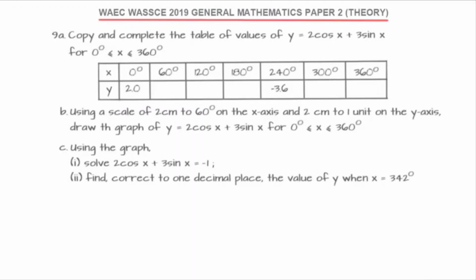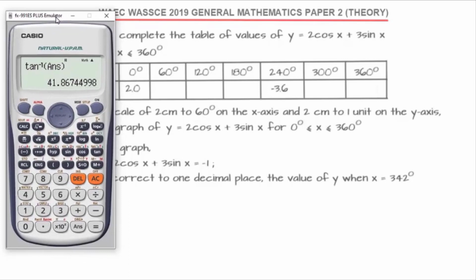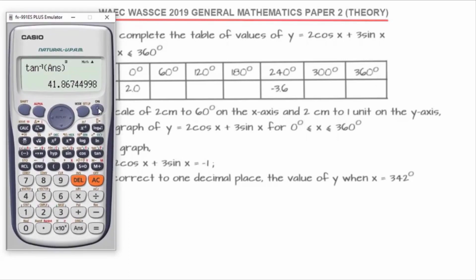This is a question on trigonometric function graph, and we're told to copy and complete the table of values for y is 2 cos x plus 3 sin x, for 0 is less than or equal to x, which is less than or equal to 360 degrees. Now, you can do it piecewise to try and fill in the table, by using the calculator.